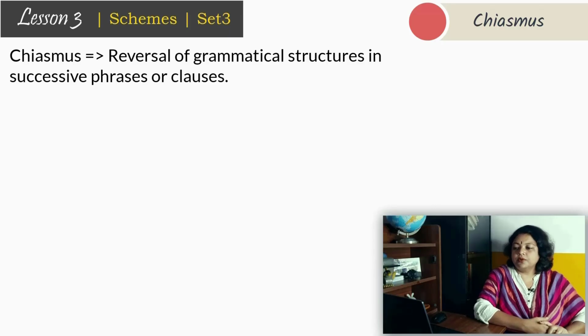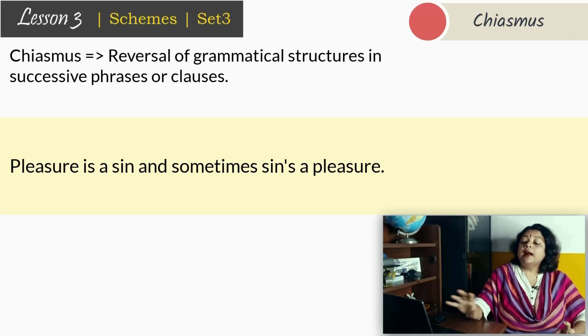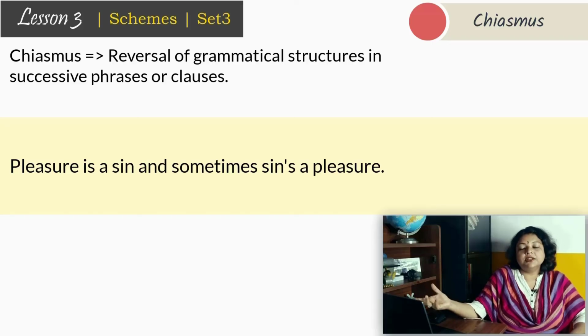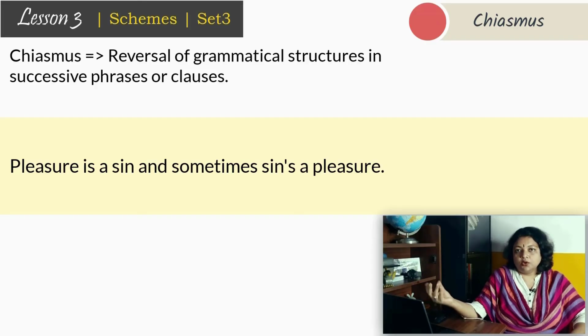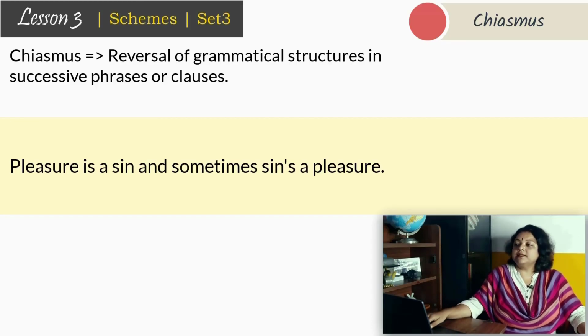Again, another line from Don Juan. Pleasure's a sin and sometimes sin's a pleasure. So pleasure is a sin and sometimes sin is a pleasure. So the words sin and pleasure are changing their position and they are all building up one idea. And here I have given you examples where the words remain the same. The arrangement changes or the parts of speech role changes, but the words may be exact or may be related. So if we say that pleasure is a sin and sometimes sin is happiness, then that is also a case of chiasmus. It doesn't always have to be the exact same word.